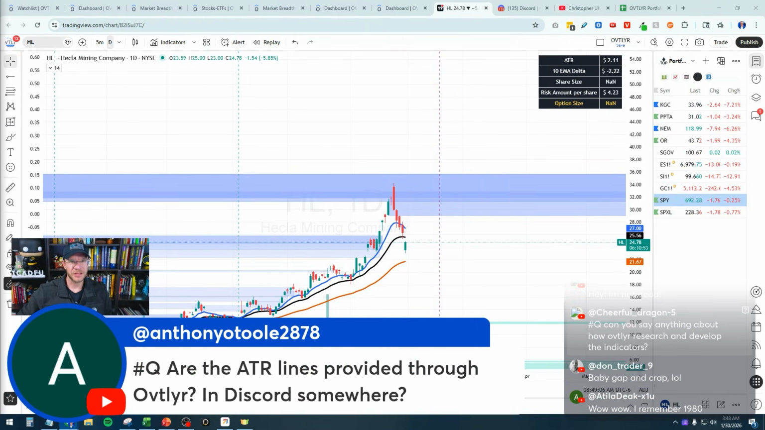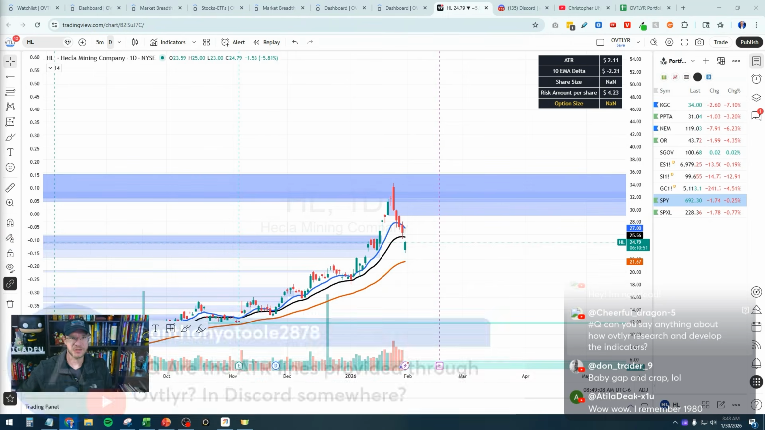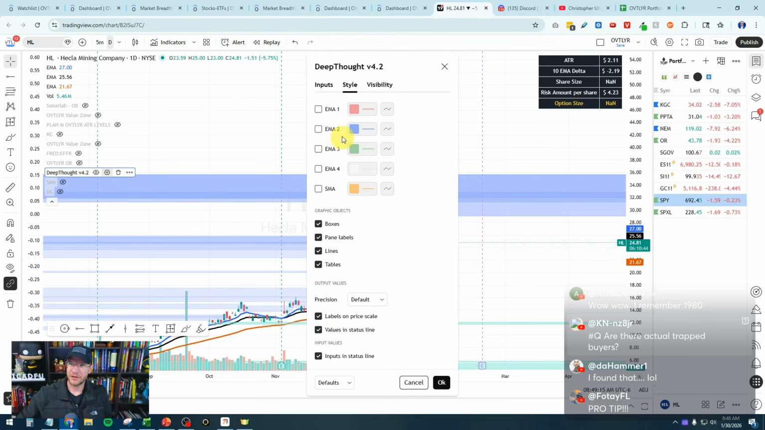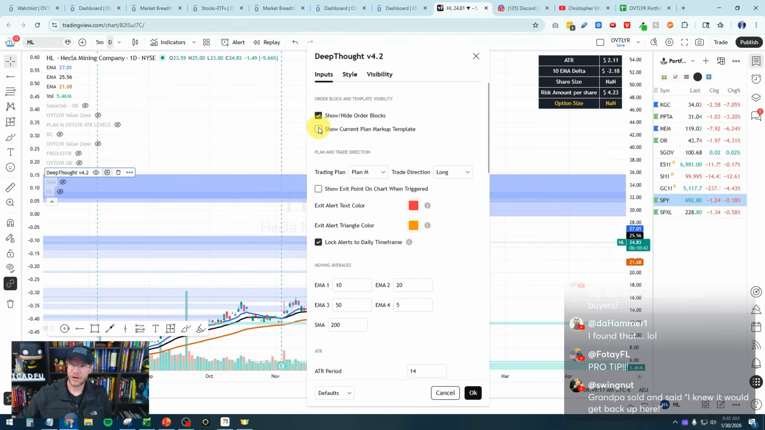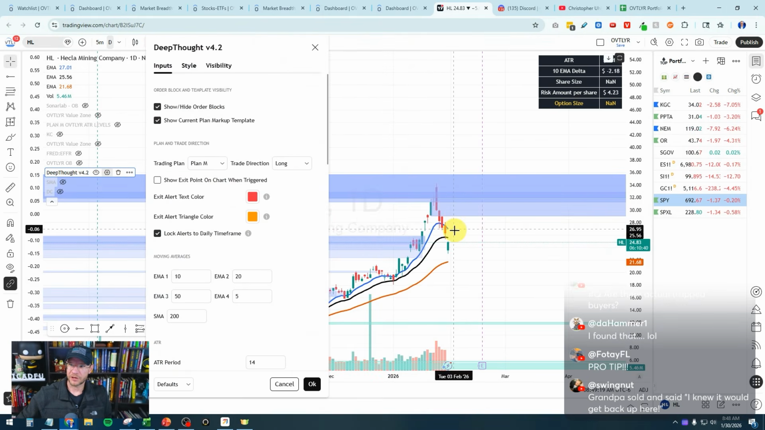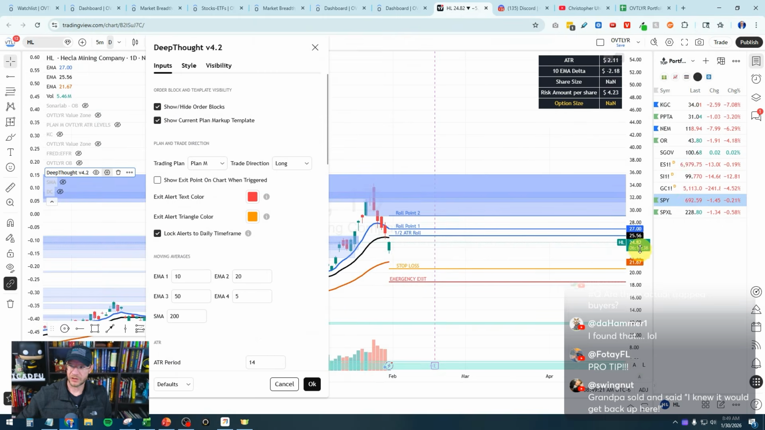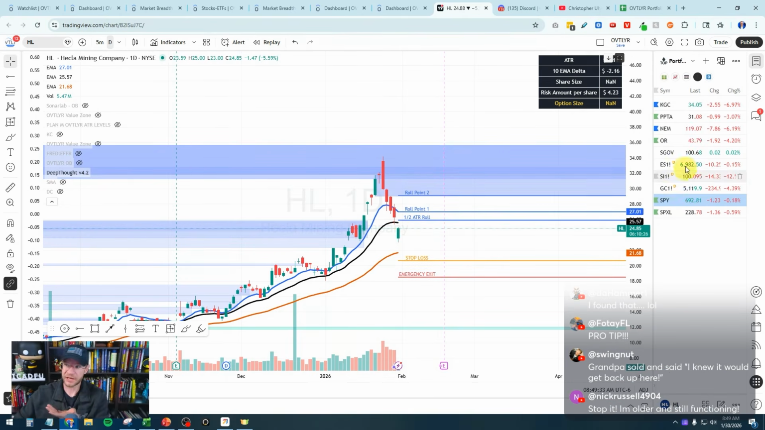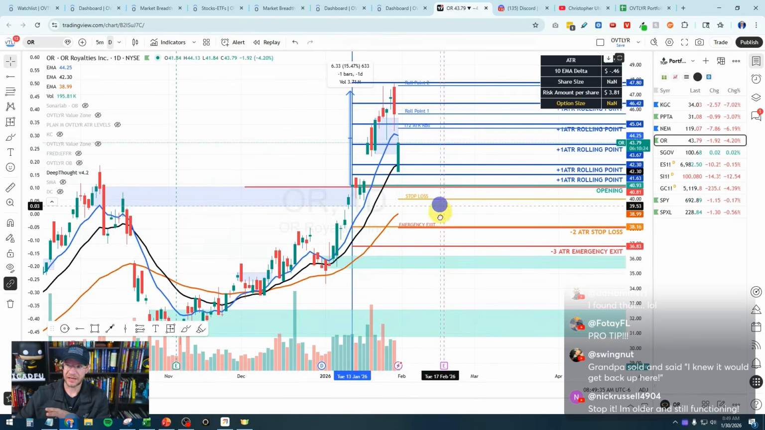Are the ATR lines provided through OVTLYR in Discord somewhere? So inside of the DeepThought right here, you can turn on show hide current plan markup. And it will populate on the screen, assuming you bought it at this moment, where the half ATR is, the 1 and 2, and then the -2 and -3. Now, as it goes through the day, this will move. So I use that as a starting point.